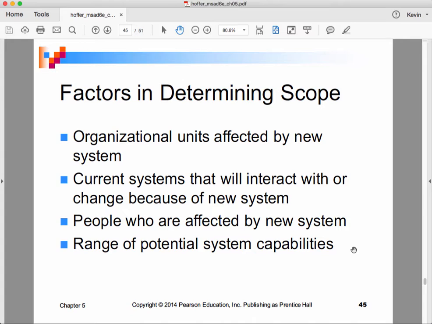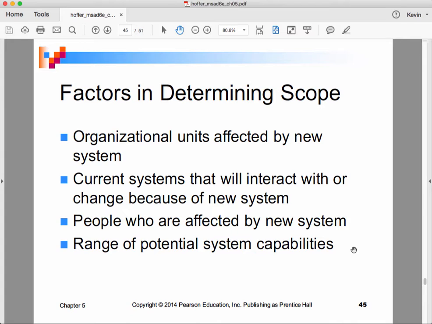One of the biggest issues of organizing a project is deciding scope, what's in and what's out, and who's in and who's out. So here are some of the factors. You have to consider the organizational units affected by the new system, current systems that will interact with or change because of the new system, people who are going to be affected by the new system, and a range of potential system capabilities.